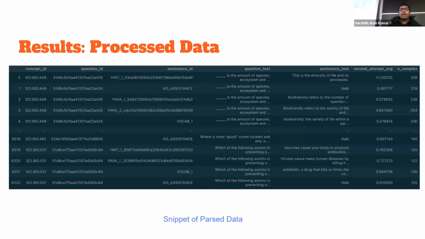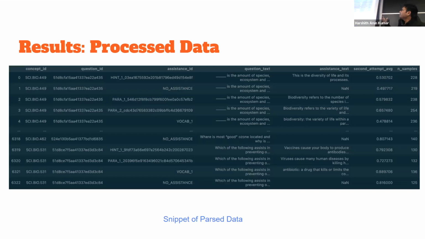And this is a snippet of how our process data looks like. If you can see here, you have the question ID, and then you have your assistance ID, then you have your question text. If there's a blank in it, that's a fill in the blanks question. And then we have the assistance text. If you see the NaN values there, it means no assistance, which is also a certain type of assistance action.